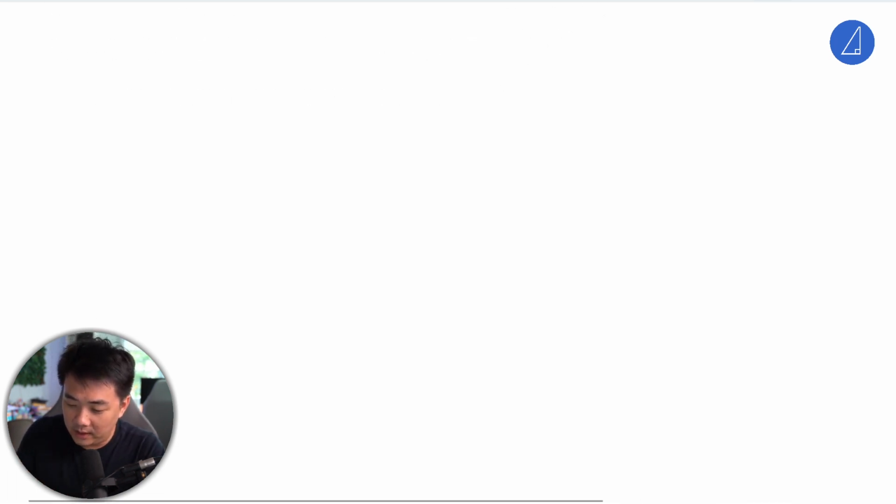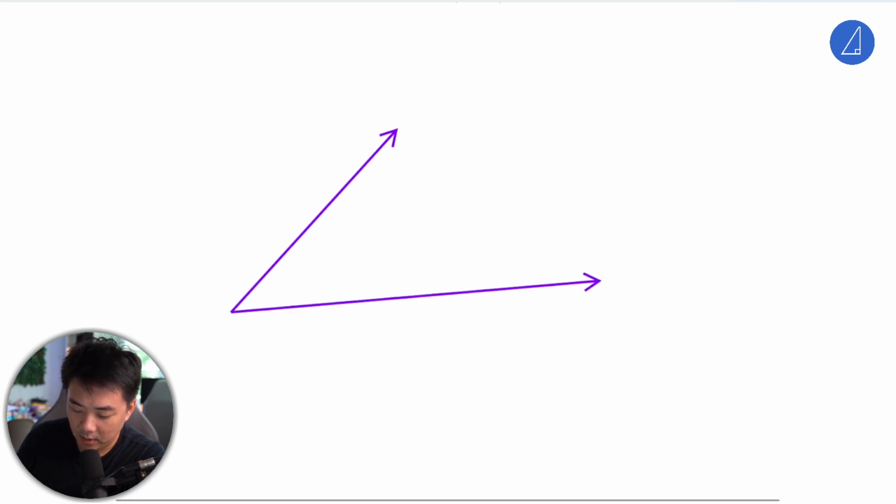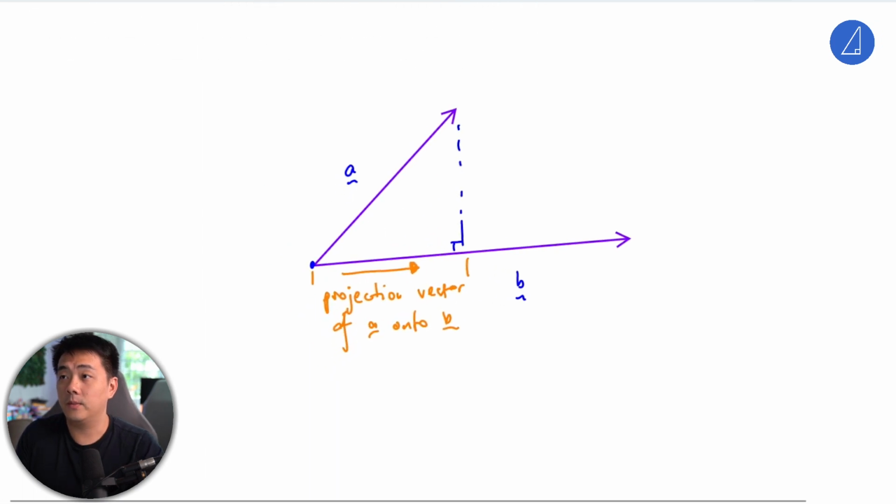A projection vector is essentially, say if I have A here and B here, and I want the projection vector, this is A and this is B, project A to B. The vector that I want is actually this vector here. Take note, this is the projection vector of A onto B.